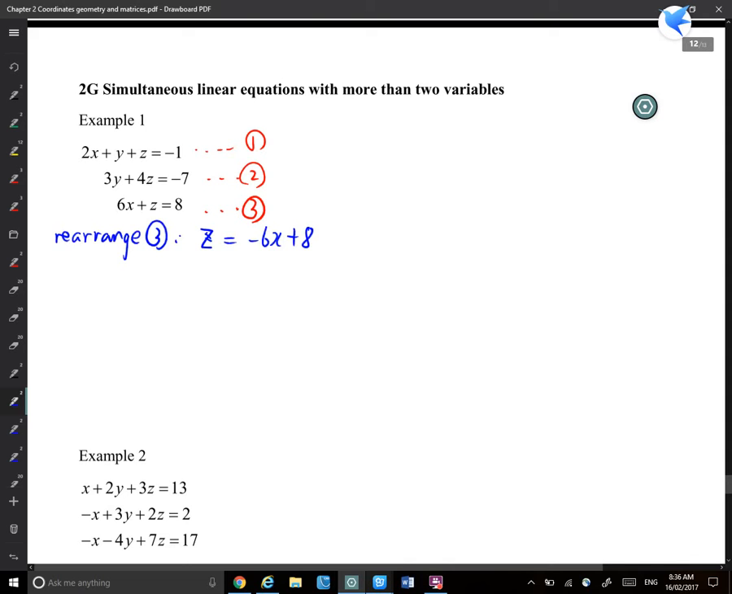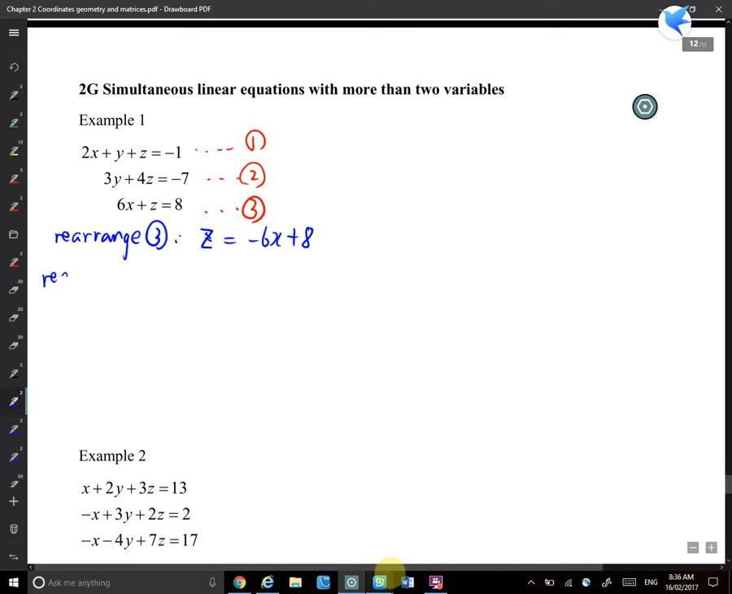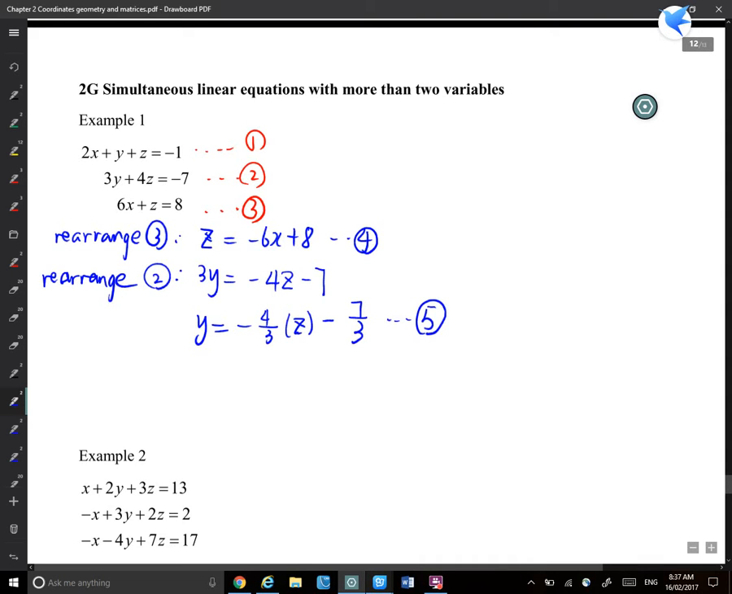This is already good because z is already in terms of x. Now let's give this number 4 and rearrange number 2. When you rearrange number 2, 3y equals minus 4z minus 7. So y equals minus 4 over 3 z minus 7 over 3. Now y is in terms of z. Let's say that's number 5.